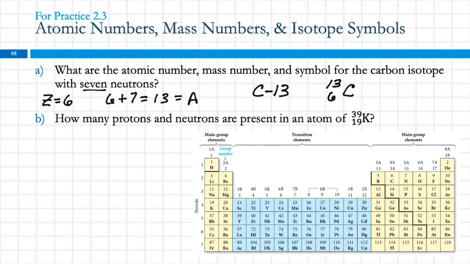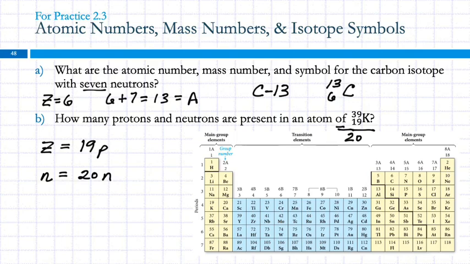How many protons and neutrons are present in an atom of that? So the protons, which is the atomic number, is right in this symbol, right? Which one is the protons? The 19. So 19 protons. And how many neutrons? There's 20. So if we take 39 minus 19, that's 20, the number of neutrons. So 20 neutrons. Yes?